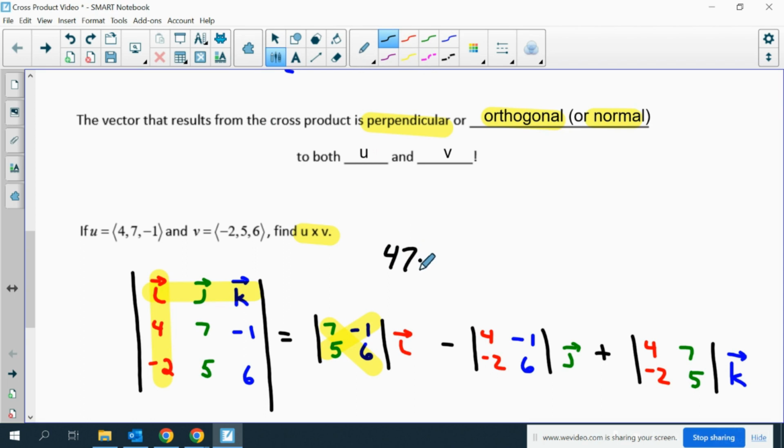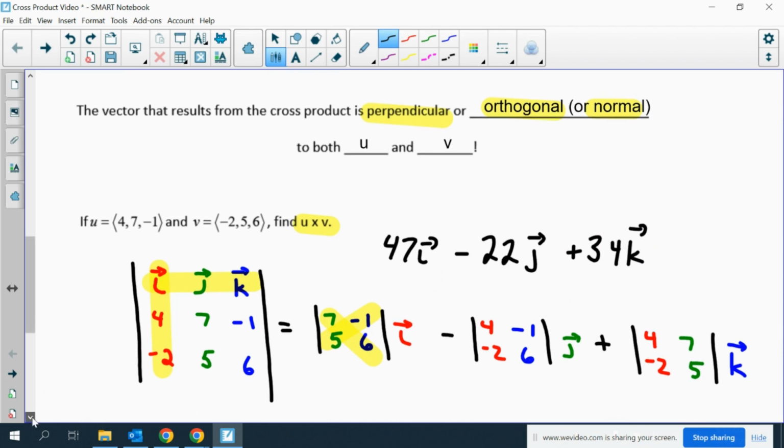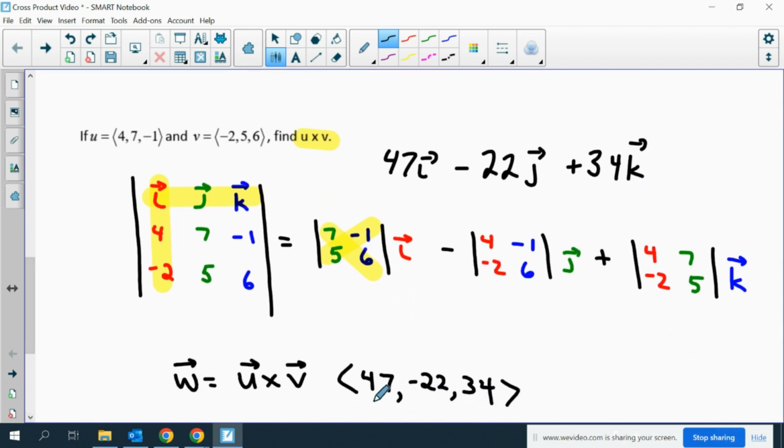So I have 47i. Then I do the same thing with j, so I eliminate the entire top row and the column of j. I have 4, -1, -2, 6. I take the determinant, which is 24 minus 2, so I get 22j. Then I do the same thing with k. I eliminate row and column, and then I have 4, 7, -2, 5. I do the diagonal stuff, 20 minus -14, which is 34k. So this is my vector, which I can also write like this.